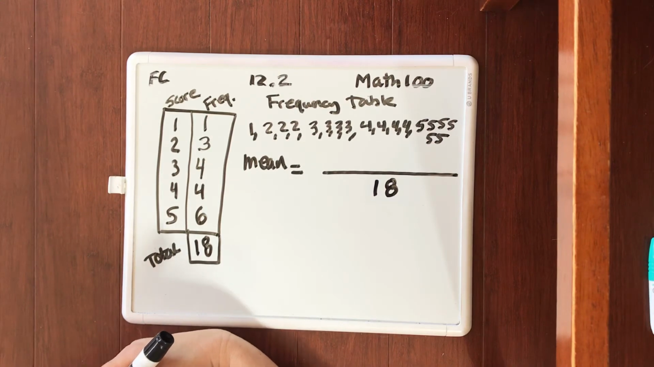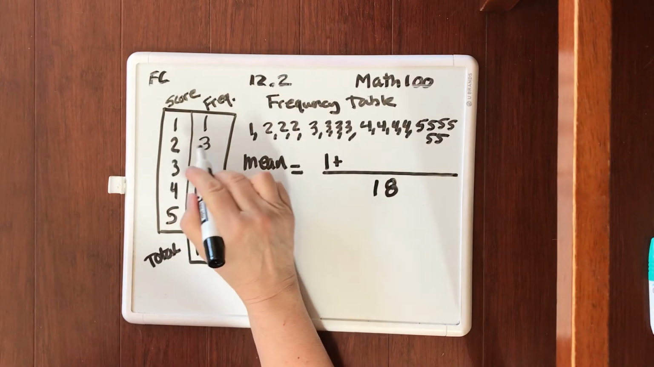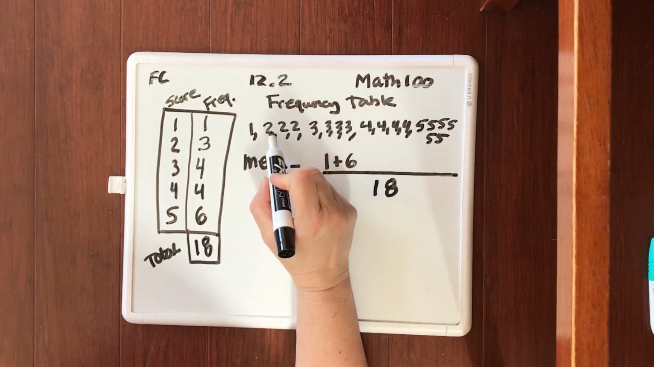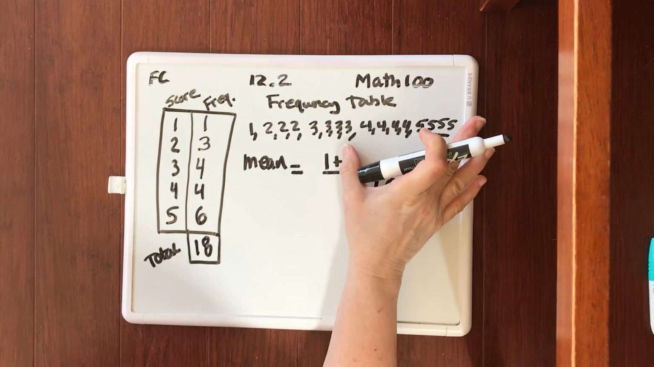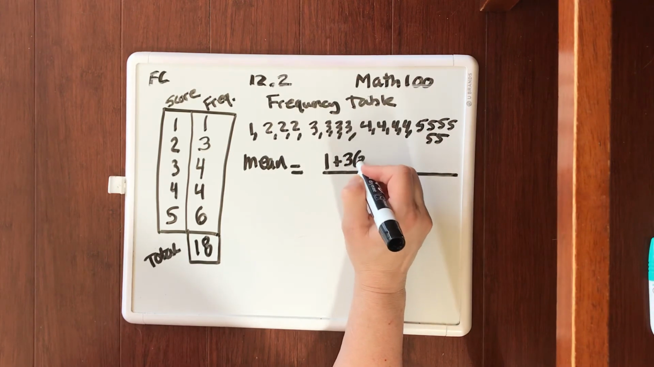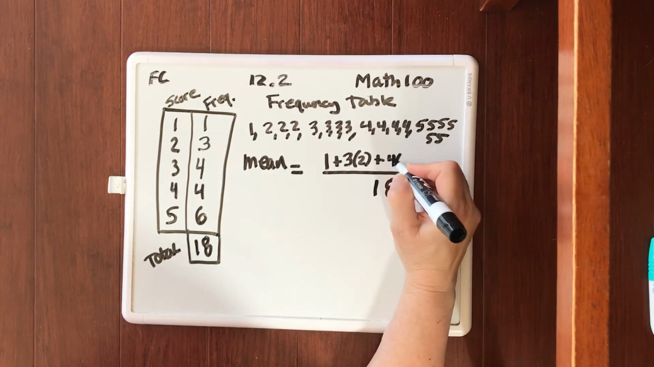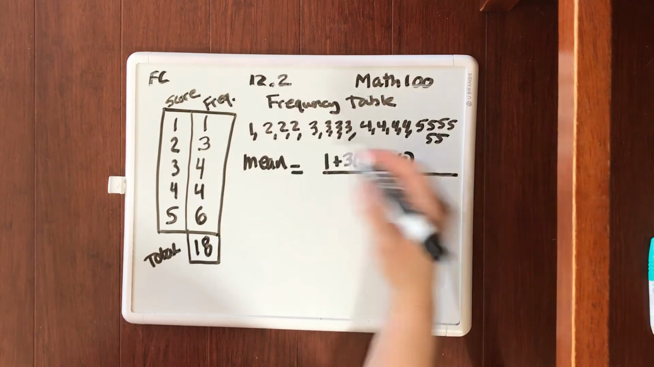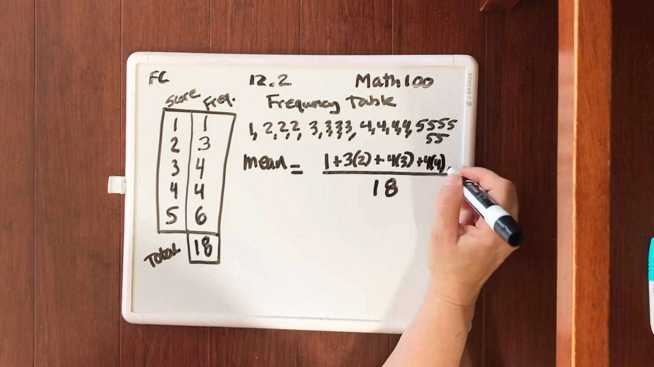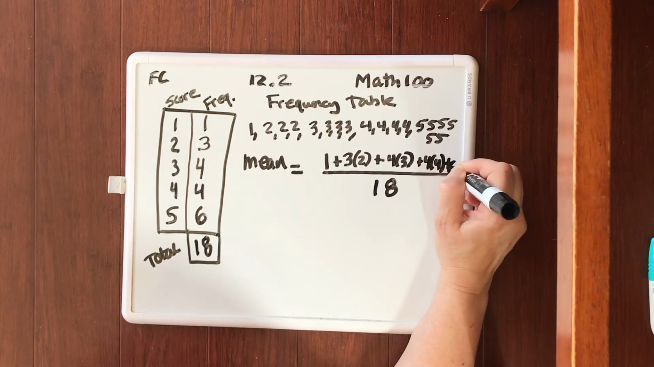Now for the numerator, this is pretty easy. We're going to go 1 times 1 is 1. 2 times 3 is 6, because the score of 2, there was 3 people that got 2s. And if you don't want to write that, it might be easier to see it this way. 3 people earn the score of 2. And then 4 people earn the score of 3. And then 4 people earn the score of 4. And then 6 people earned the score of 5.